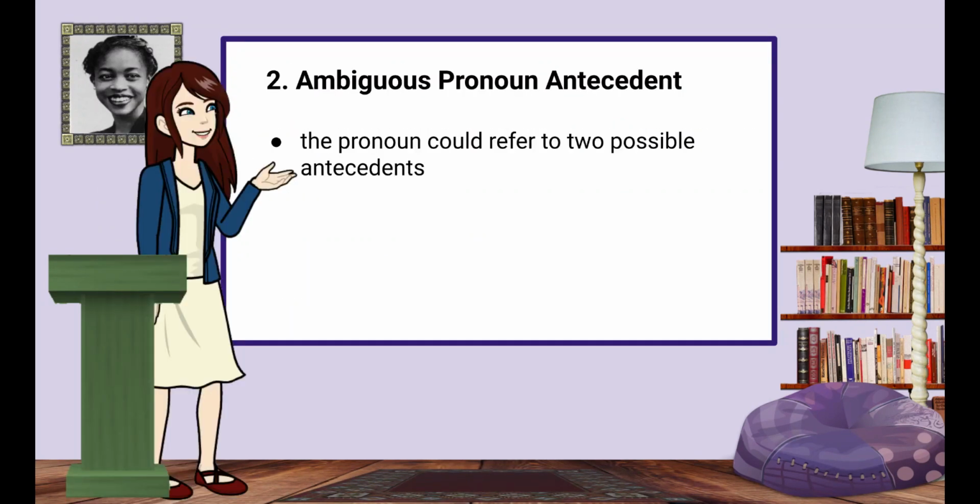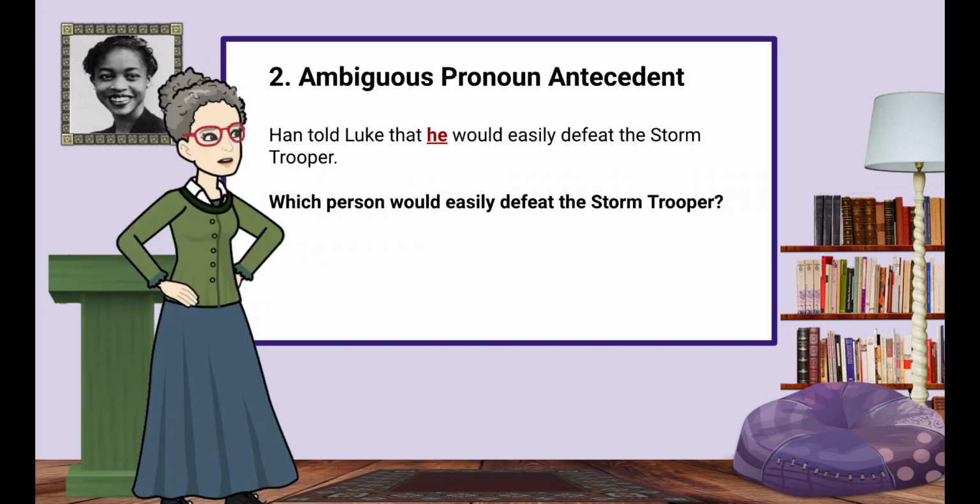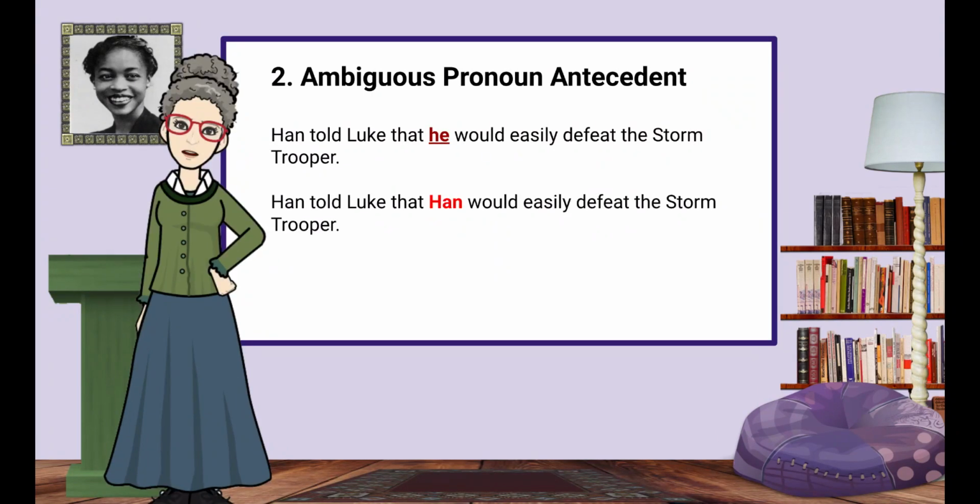Ambiguous pronoun antecedent. This problem occurs when the pronoun could refer to two possible antecedents in a sentence. Remember, clarity is key. Han told Luke that he could easily defeat the stormtrooper. We have two antecedents, Han and Luke. So who does Han mean? Well, knowing Han, he means himself. So let's change the sentence to read, Han told Luke that Han would easily defeat the stormtrooper.